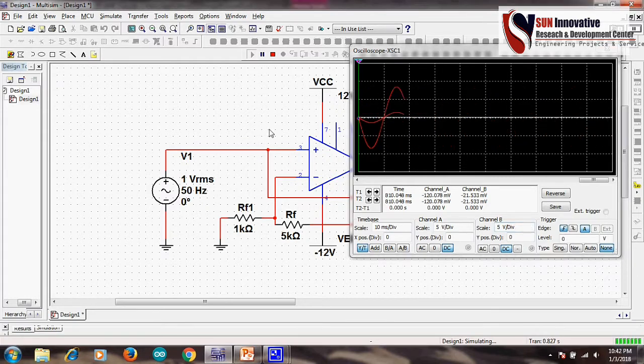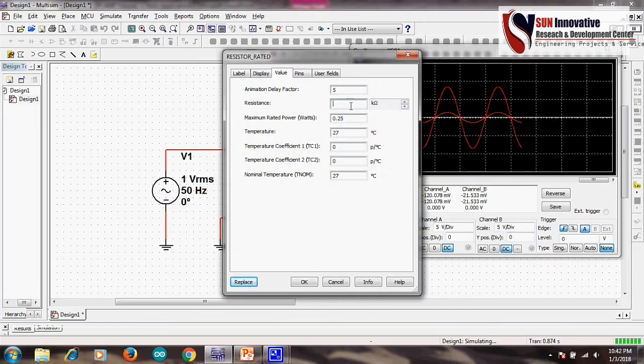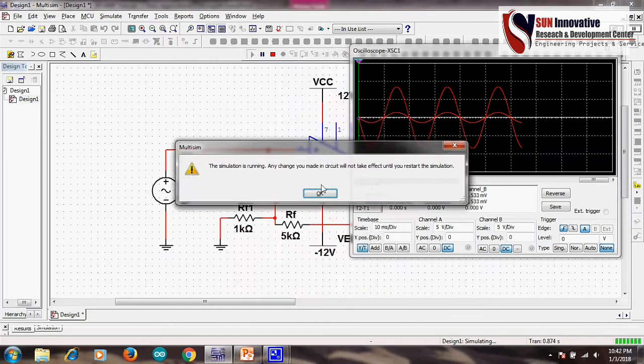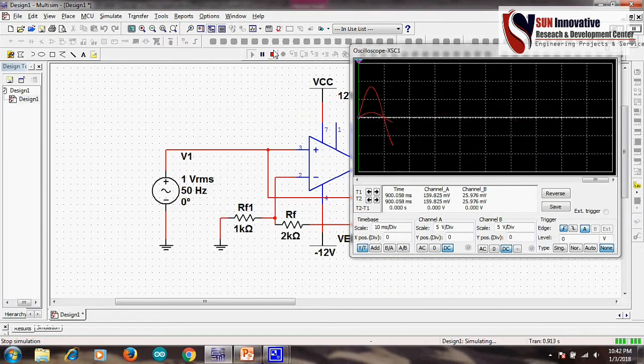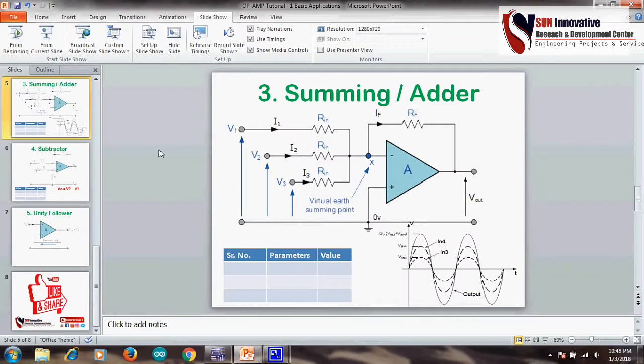And we can also change the magnitude. Suppose we are reducing the feedback resistance, so the output will change. You see the difference in the feedback resistance. The gain property of the amplifier will change the output voltage magnitude. So this is the working of the non-inverting amplifier. Now after completing the non-inverting amplifier, the third one is the summing adder.